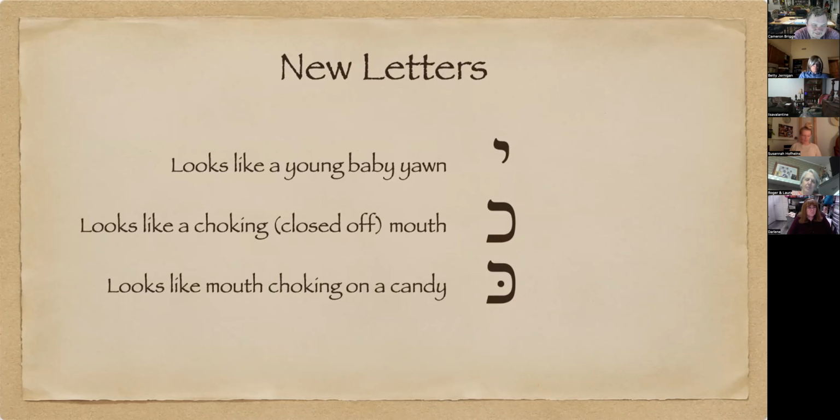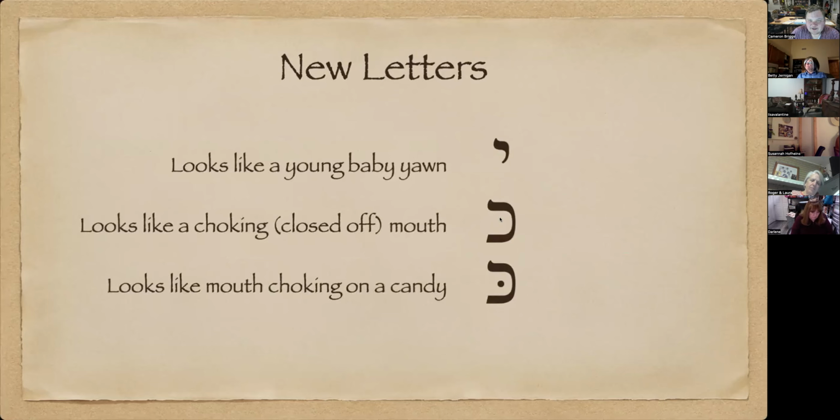We've got 3 more consonants. So we've got these 3 here. Yod, which we've looked at before, is used in conjunction with some vowels. This yod looks like a little young baby yawn. That's how they put it in the blue book, and it helped me memorize it.